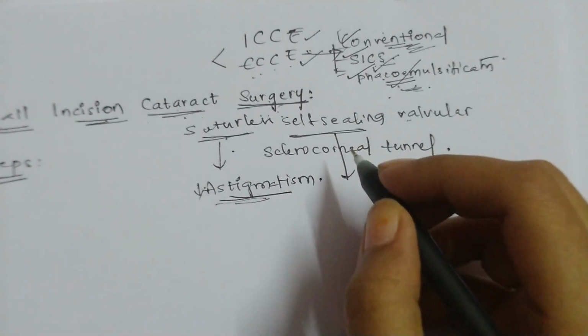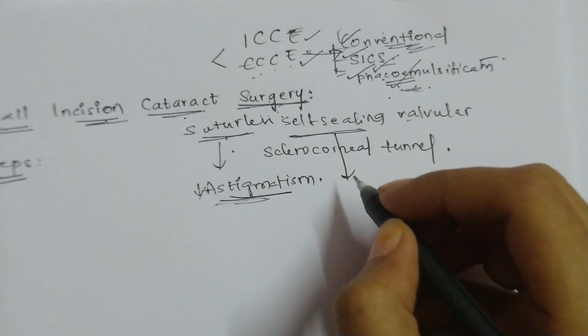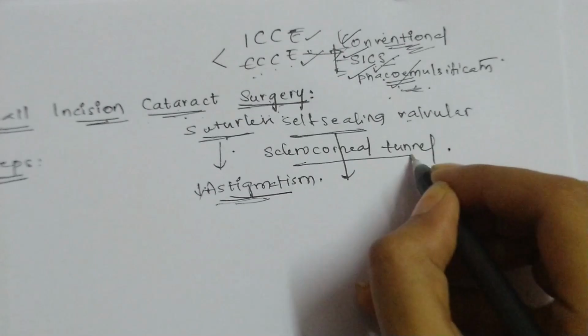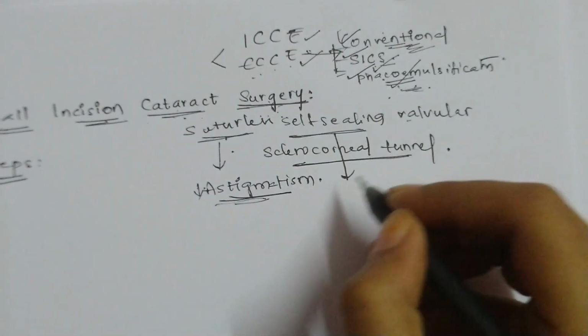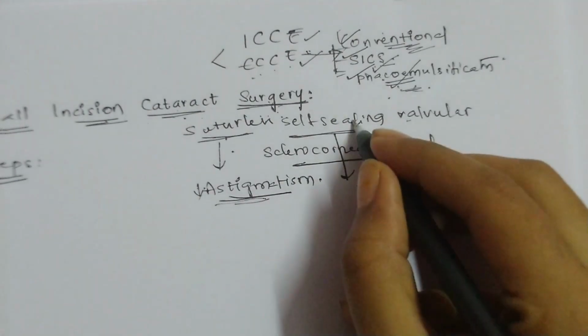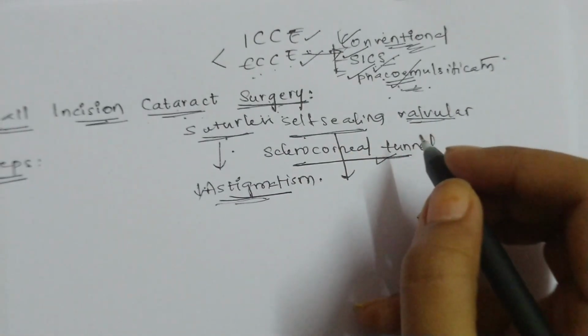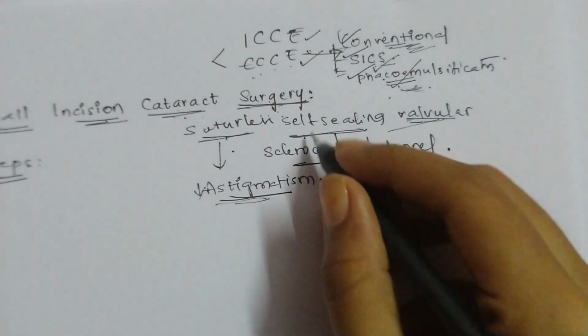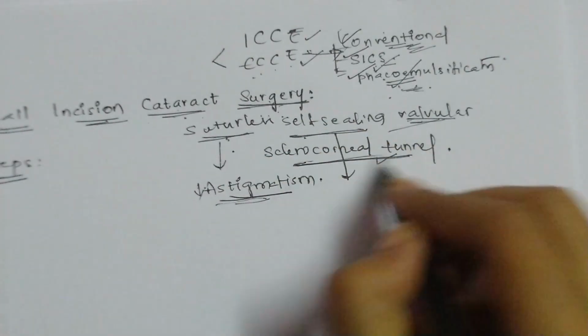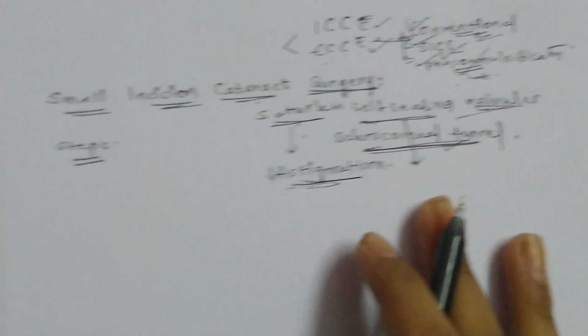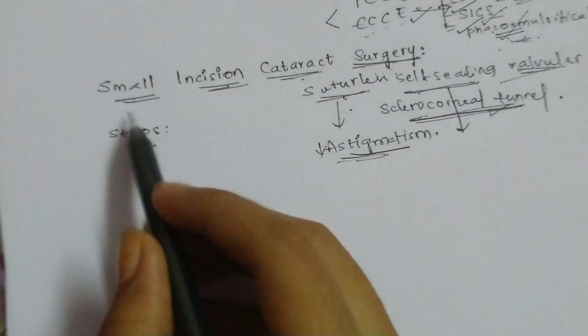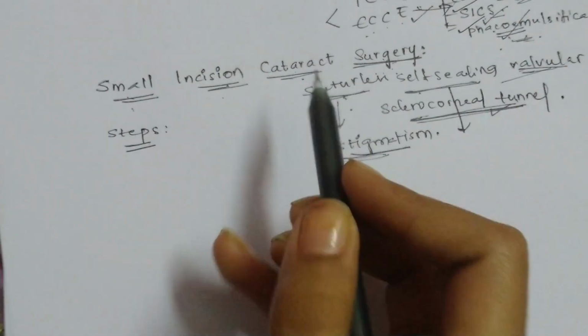It closes by itself. After completion of this surgery, we deepen the anterior chamber with the help of some saline or ringer lactate solution. Due to that, this corneoscleral tunnel we make will close by itself. That is called self-sealing, valvular, because it is closing by the increase in pressure, and this is valvular. Self-sealing sutureless corneoscleral tunnel.